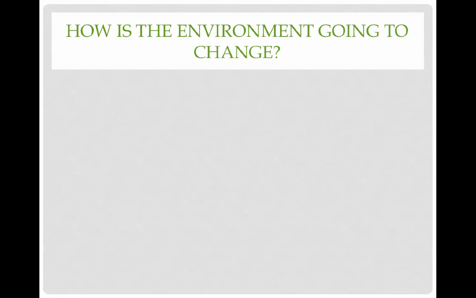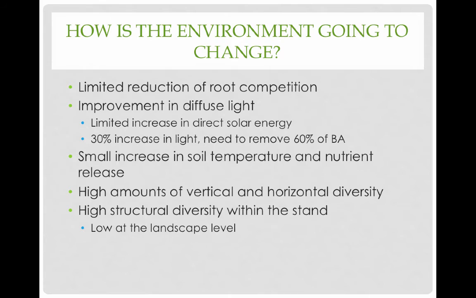So how is the environment going to change in a single tree selection? I want you to write down at least one way you think the environment is going to change in a single tree selection. So pause, write that down. As we unpause, let's look at what we've got. Let's compare. So limited reduction in root competition. Again, we're not creating huge gaps. We still have trees. They're still transpiring. They're still using water. So limited reduction in root competition.